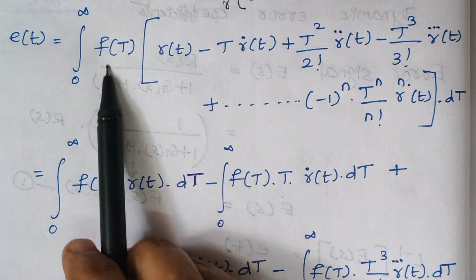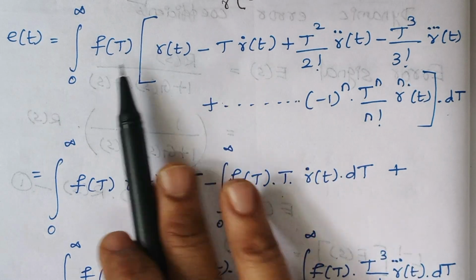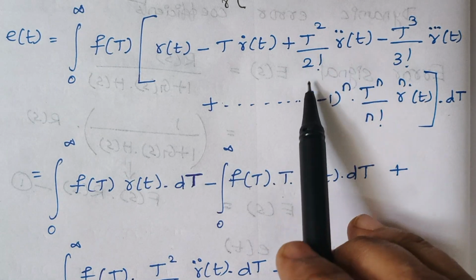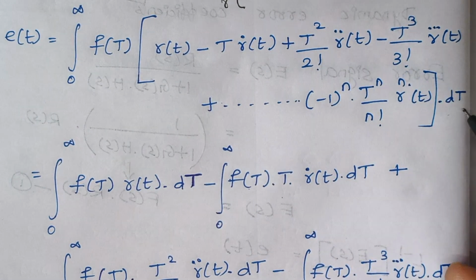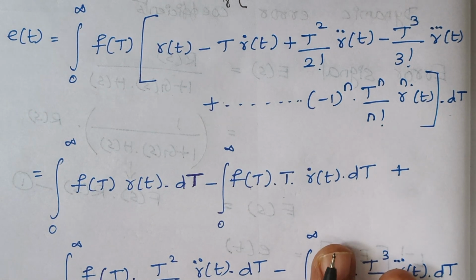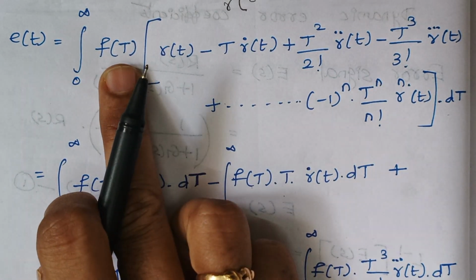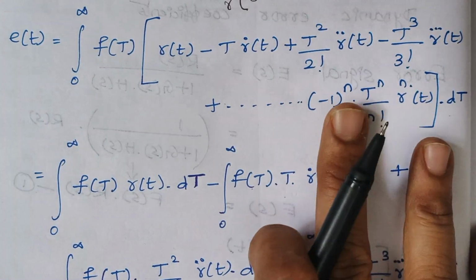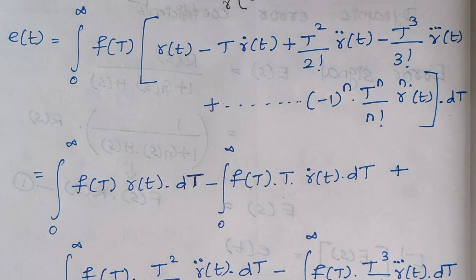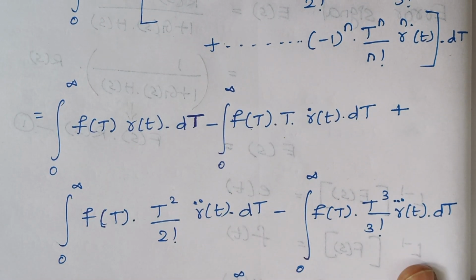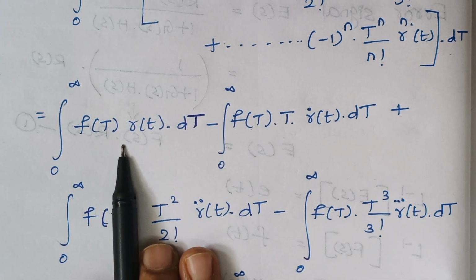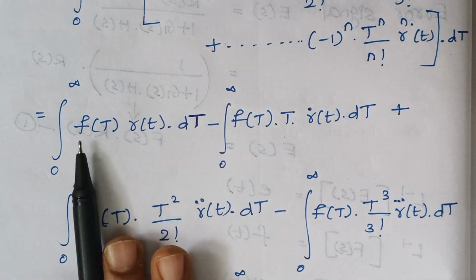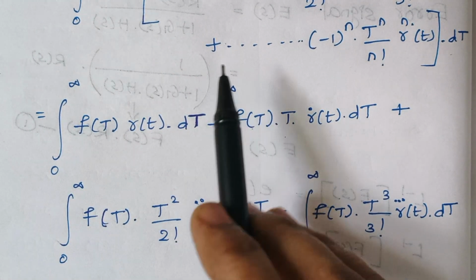I am bringing this f of T and this dT inside. Both are happening together, plus again f of T into T square by 2 factorial into r double dot of t into dT, like that. This is just a simple multiplication. I am moving this f of T as well as this dT inside each term present in the expression. So here each term has its own integration, and each term has its own dT and f of T, as we have multiplied in the previous step.